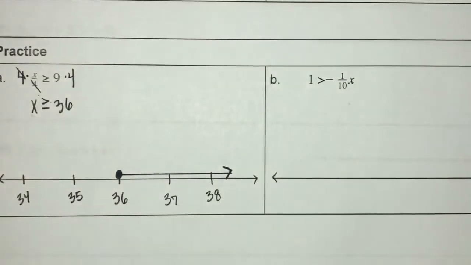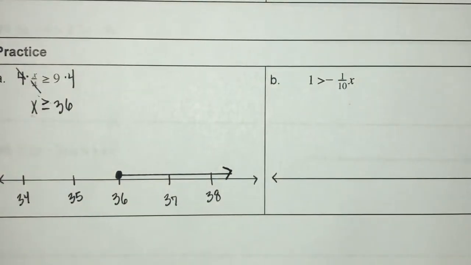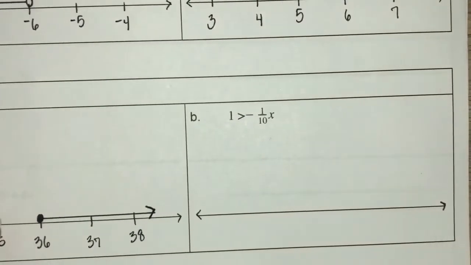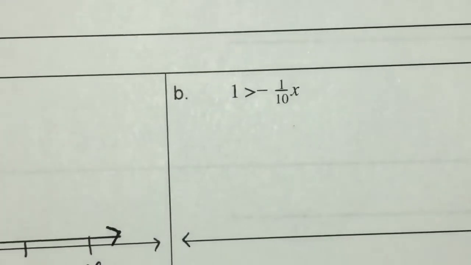And then for B, 1 is greater than negative 1/10 x. So I have a negative 1/10 that's being multiplied by x. Usually to undo multiplication we divide, but because we have a fraction here that's being multiplied, in order to get rid of that fraction, we can multiply by the reciprocal.